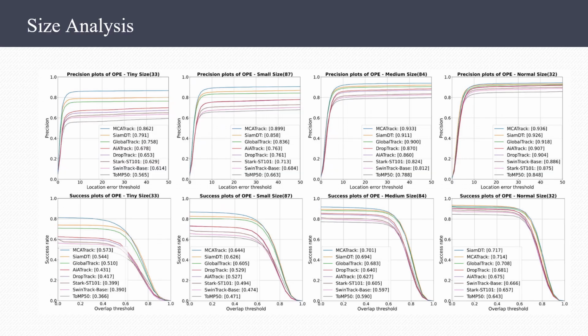To evaluate the capability of our method in small target tracking tasks, we conducted experiments on the anti-UAV 410 dataset across targets of different scales. The experimental results show that our model achieved leading performance at all scales, with particularly notable advantages in micro and small target tracking.